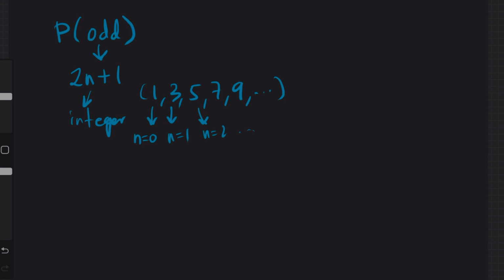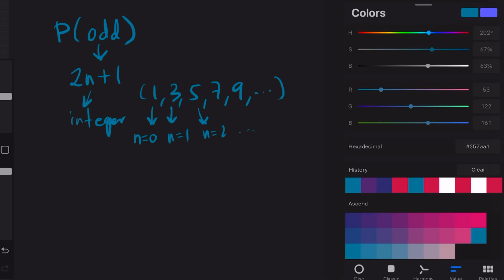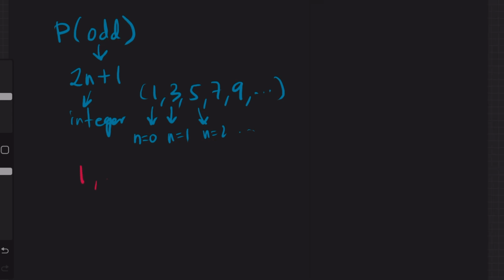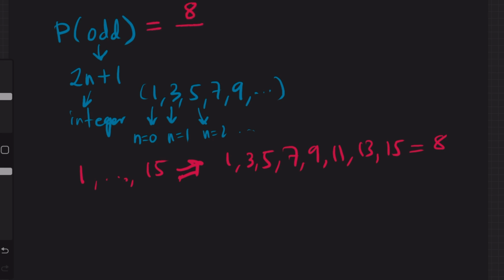So in this case, we want to consider all those numbers up to 15. Which of these numbers are odd, and how many of them? We can see that 1, 3, 5, 7, 9, 11, 13, and 15 are odd numbers. So these are 8 numbers. So in this case, the probability would be 8 divided by 15.